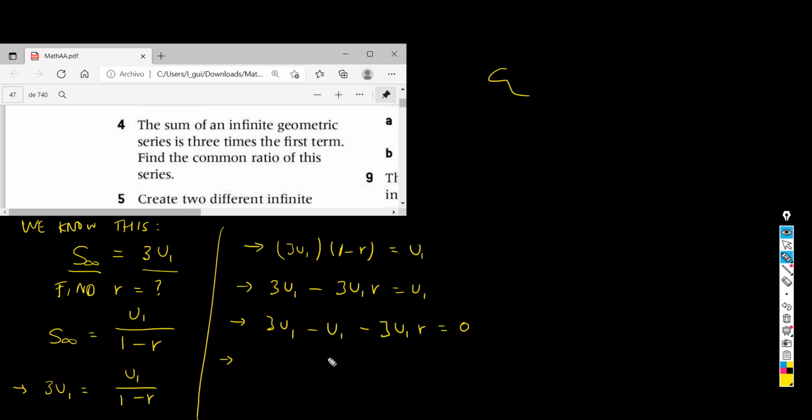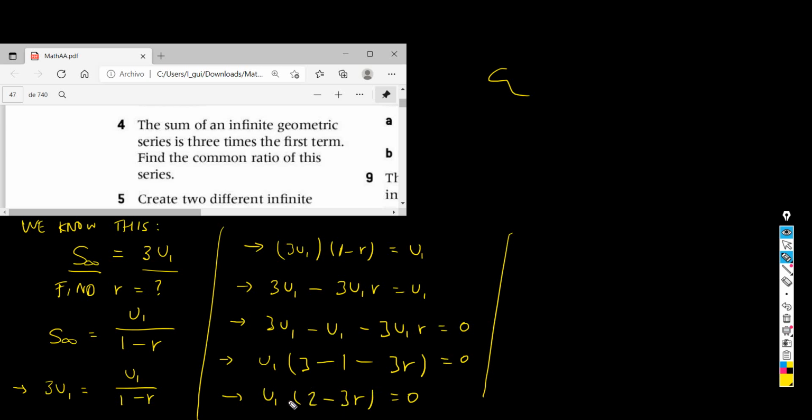Then I can see that all the terms have u1, so we can factorize: u1 times (3 minus 1 minus 3r) equals 0. And here we can simplify 3 minus 1 into 2. It's just algebra. If you're having trouble understanding any of the steps in here, just pause the video and look carefully.